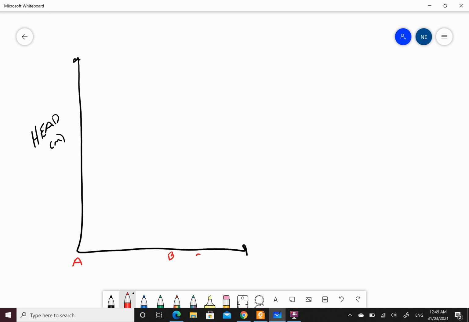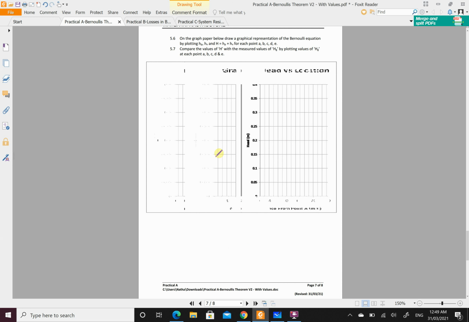Alright, we have, like this, this is my head in meters. This is point A, B, C, D, and E along the graph. So this here is going to be in the Word document for the practical. Just because I brought it to PDF, it's kind of skewed it a little bit. But A is down here, B, C, D, and E are down this side here.